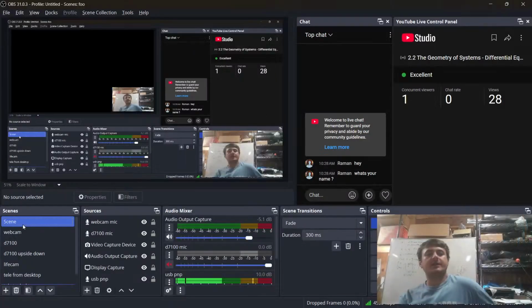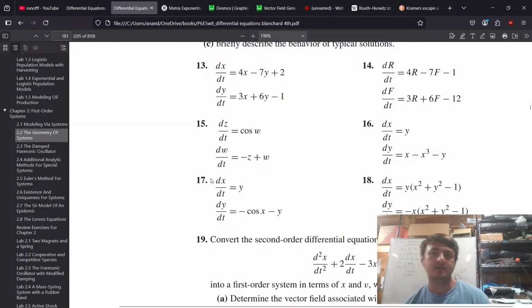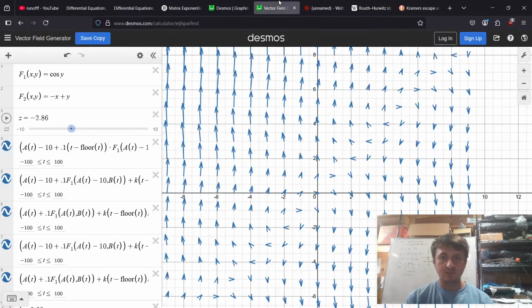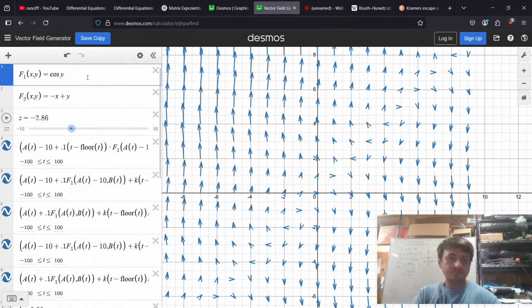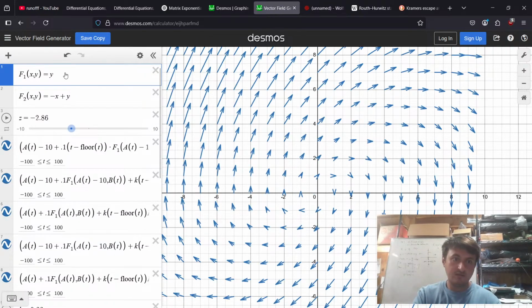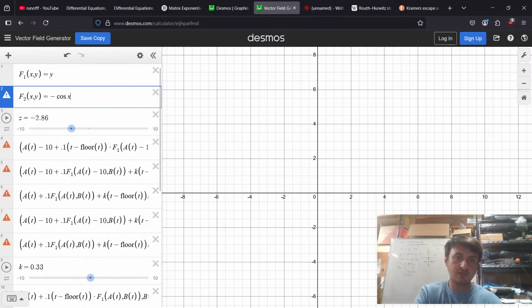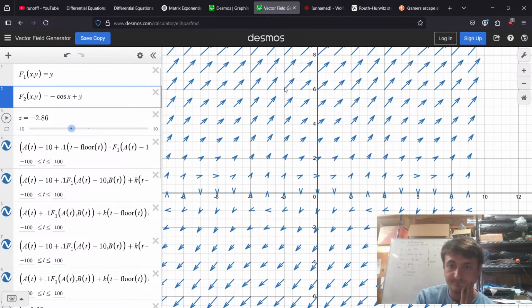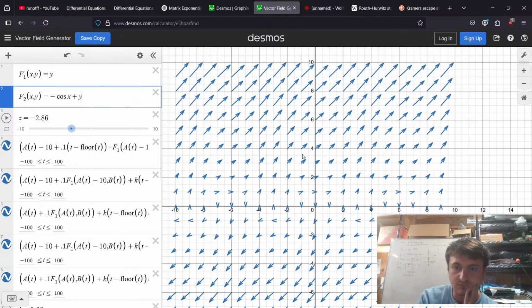What does that vector field look like? So we have y minus cos x plus y. I must have done something wrong. If y is 0, then cos x has to be 0. Oh, okay. So I flipped it. So just rotate my graph.